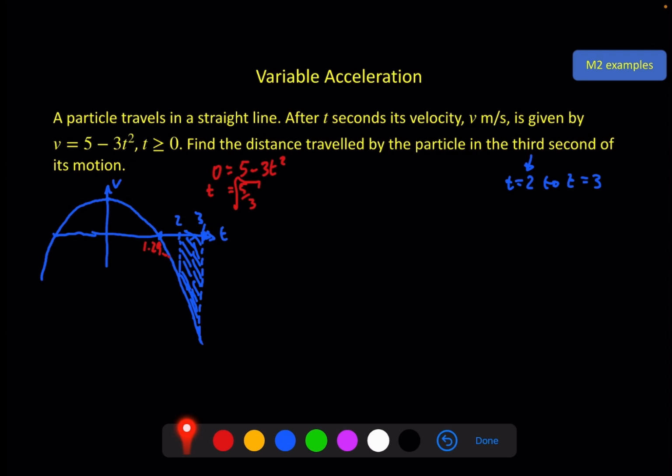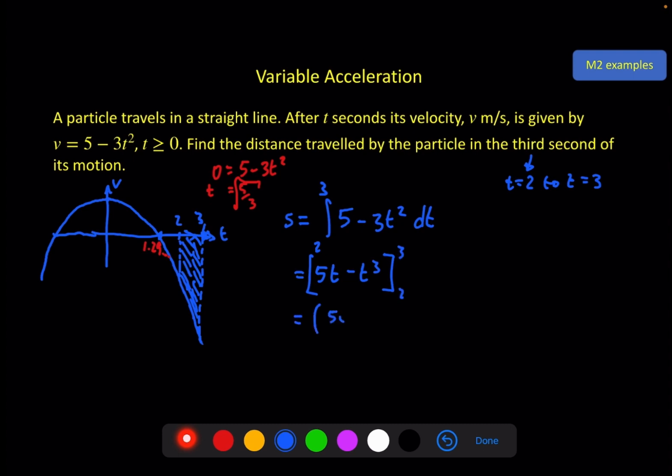The only thing to note here is that it will give a negative answer because it's underneath the t-axis. So if we want a distance which can never be negative, we'll just have to turn that into a positive at the very end. Our calculation, though, does not need to be split up. We just need to integrate from 2 to 3. And we're integrating the v function, which is this. We get 5t minus t cubed. And again, no constant because we have limits 2 to 3.